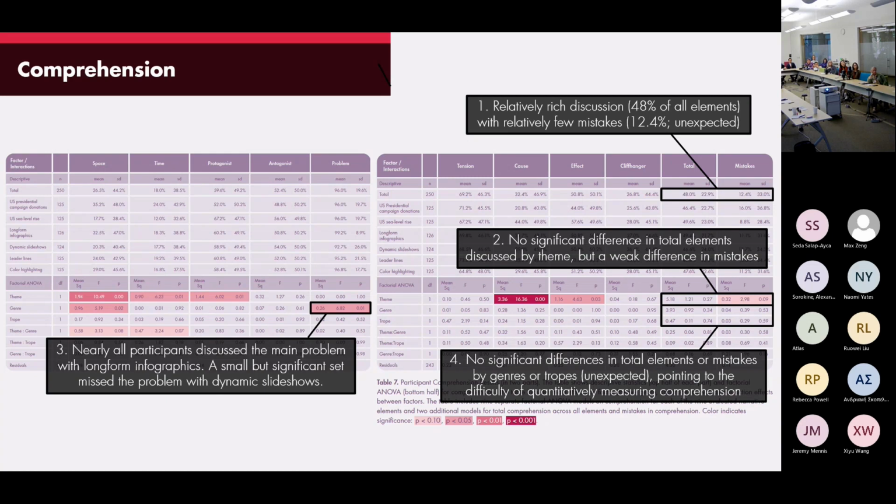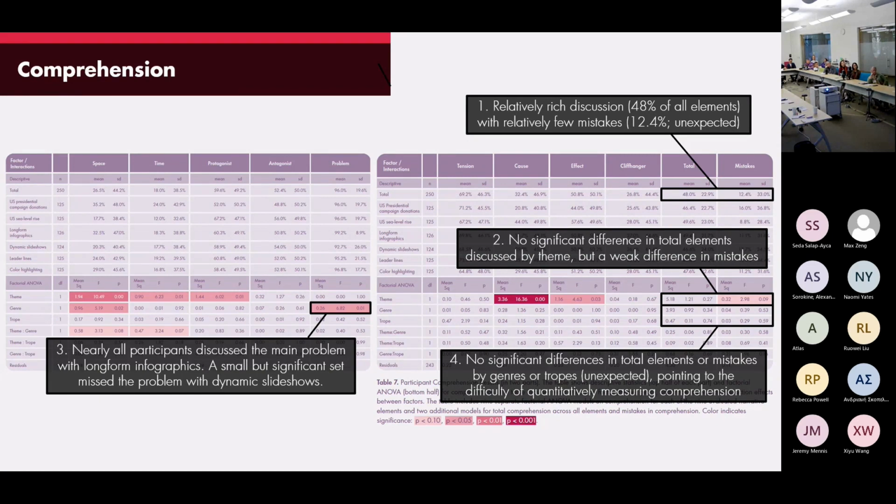Second, there was no significant difference in the overall comprehension by theme in total, but there were more mistakes in the presidential campaign donations. And we ran the study after the controversial 2016 presidential election. And there was a lot of problematic misconceptions that were put in there that we ultimately coded as mistakes.